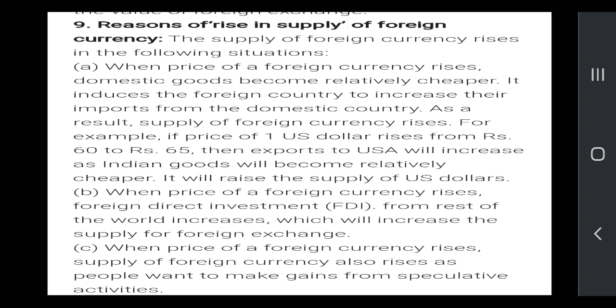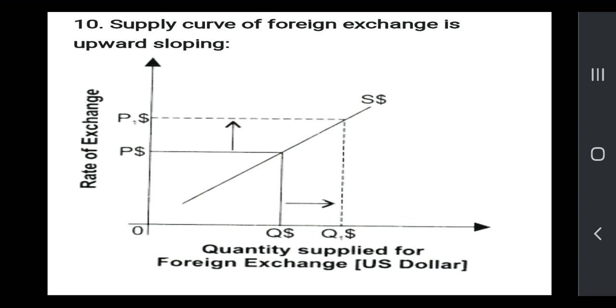Then when the price of a foreign currency rises, foreign direct investment from the rest of the world increases, because there is a decrease in the value of the domestic currency. When the price of a foreign currency rises, the supply of foreign currency also rises, as there is a positive relation between price and supply of foreign currency. So if there is an increase in the price, there will be more supply. So this is the diagram of the supply curve of foreign exchange. On the OX axis we have shown supply, and on the OY axis the rate of exchange, and SS is the supply curve. So there is a positive relation between supply and price. If there is an increase in price, then there is an increase in supply also. It is upward sloping because of the positive relation between supply and price.